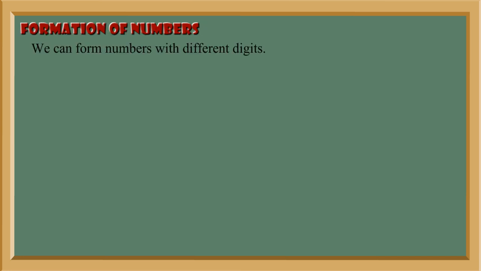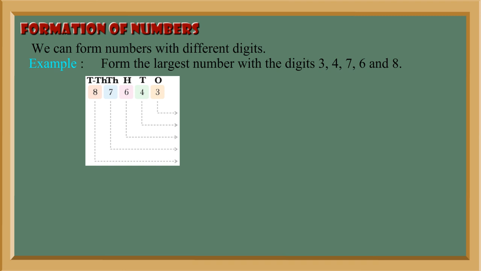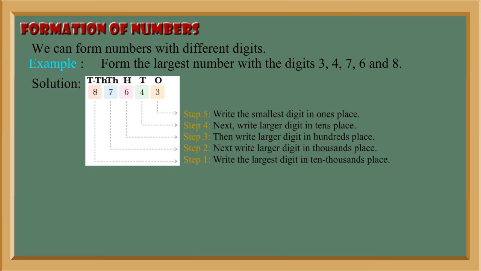Formation of numbers. We can form numbers with different digits. Example, form the largest number with the digits 3, 4, 7, 6 and 8. Solution. The largest number formed is 87643.